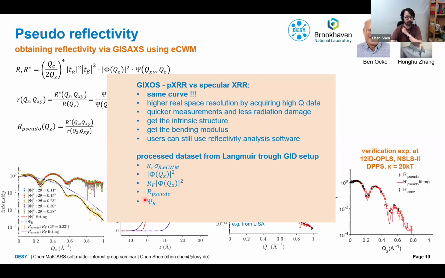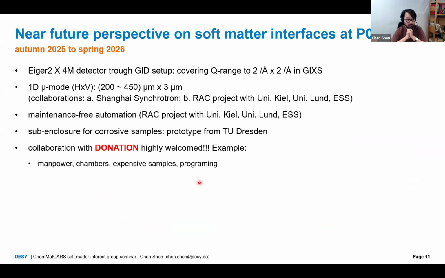And they also get directly the pseudo reflectivity curve that they can also fit with the traditional reflectivity analysis software, while at the same time allowing them to compare that with the specular reflectivity that they get from other reflectometers somewhere else. For example, many users have the lab source, so they can measure up to 0.5, and then they can directly compare that reflectivity with the diffuse scattering data that one gets here by comparing the pseudo reflectivity. So this is what our users usually get from our beamline now, if they come to this Langmuir trough GID setup.